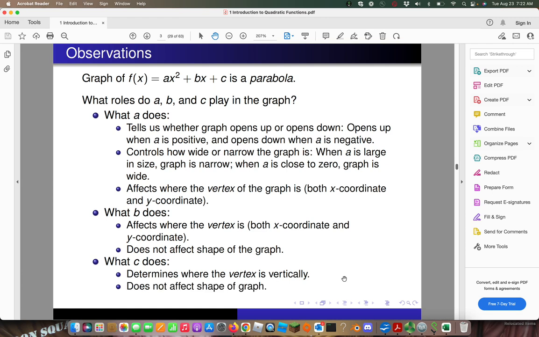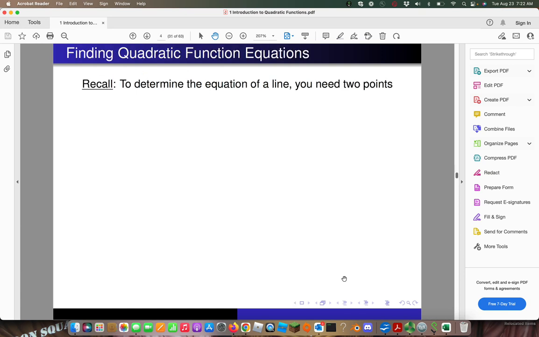It does not affect the shape of the graph at all. Just like B doesn't affect the shape of the graph, C also does not affect the shape of the graph. So in fact, the only one of those constants that does affect the shape of the graph is the value of A. And of course, it does not affect the x-coordinate of your vertex, only the y-coordinate. All right, so those are some observations on what the graph of the function looks like.